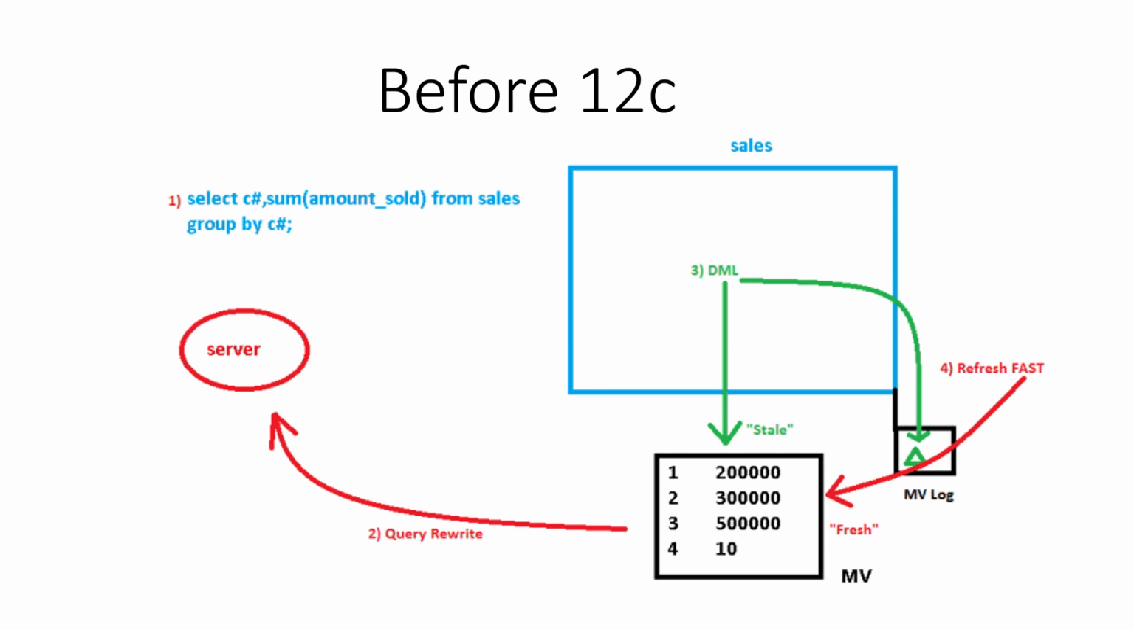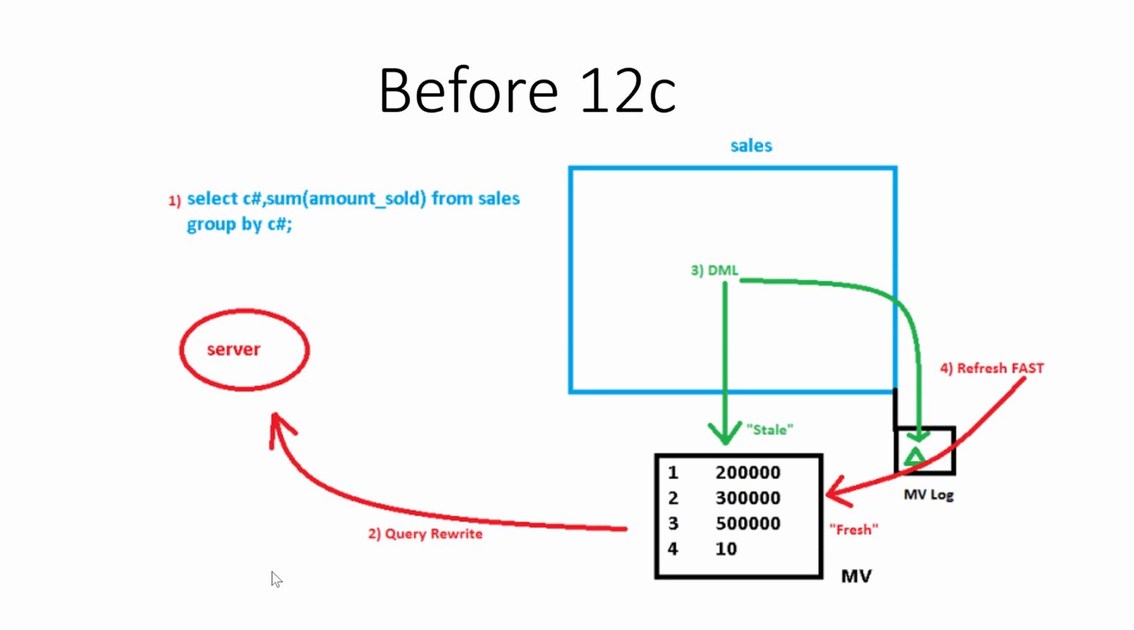Now, in order to do a fast refresh, there is a materialized view log recording the changes on the base table here. The delta here, the green triangle, stands for these recorded changes. And upon a fast refresh, that materialized view log is then used to do that fast refresh. And afterwards, query rewrite can again be done.